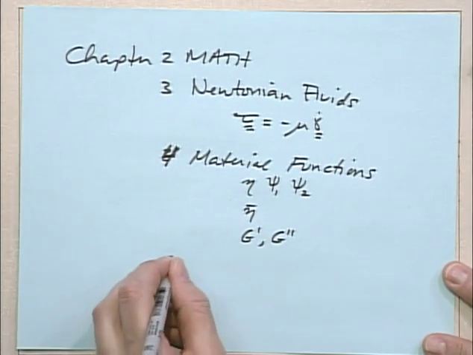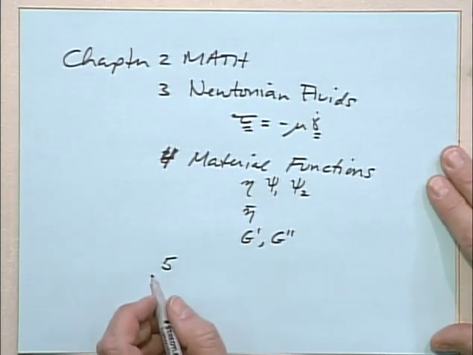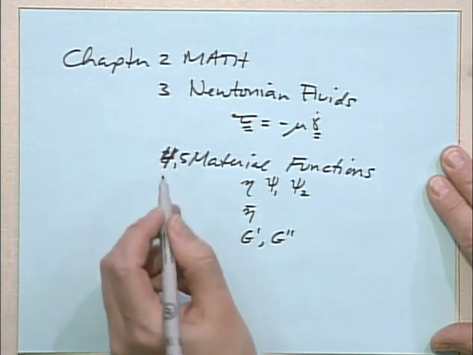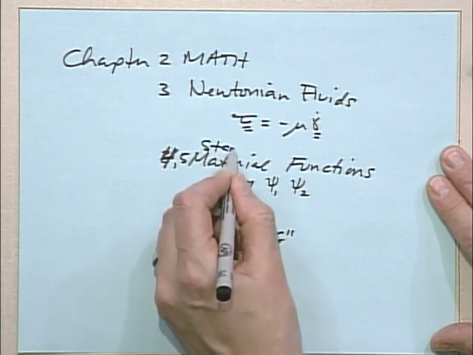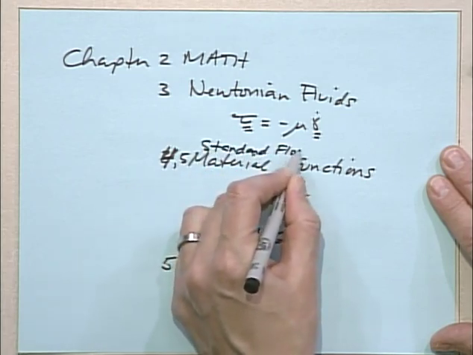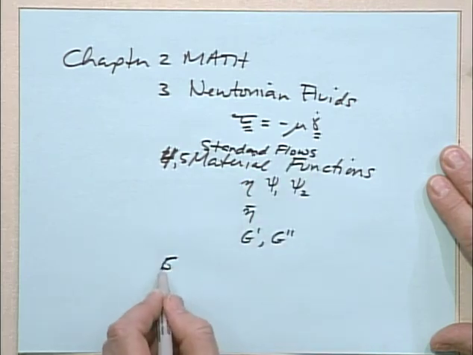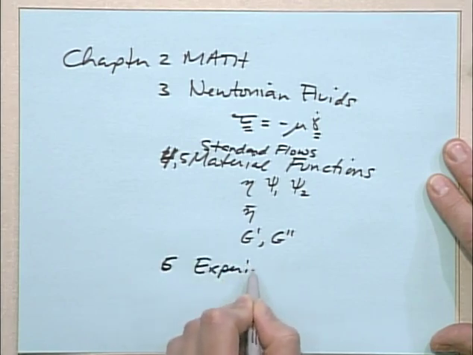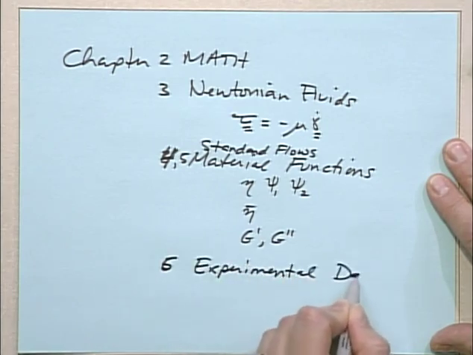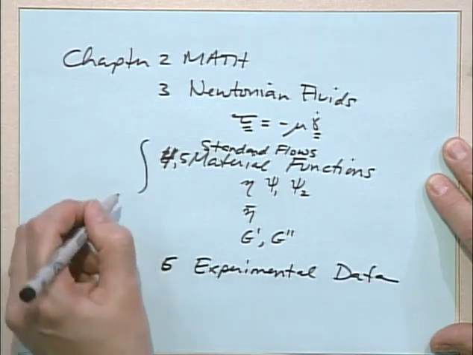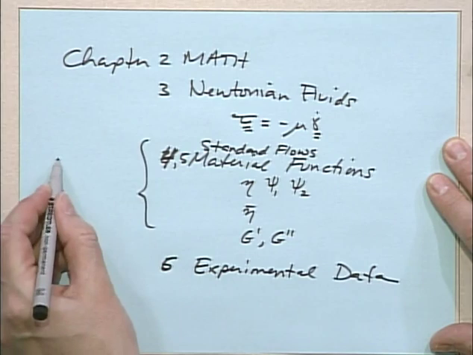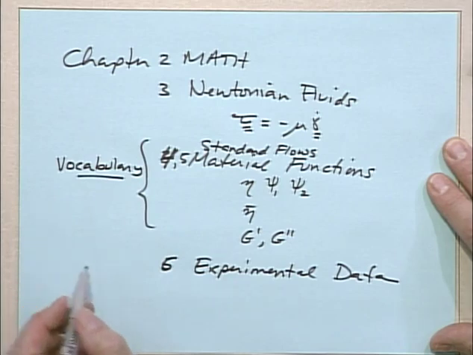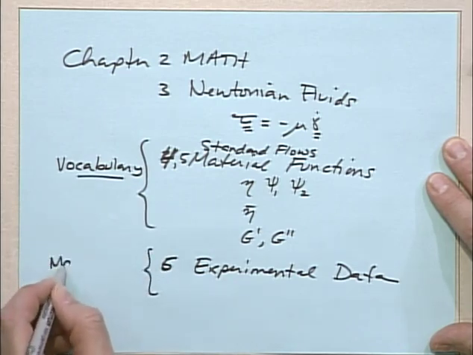And now we're going to move on to experimental data. Oh, I missed one chapter. Chapters 4 and 5, material functions and standard flows. These were together, really. And then chapter 6, experimental data. Now, this standard flows and material functions comes out like a little bit of vocabulary. This will be how we discuss material behavior, and now we're going to discuss material behavior.